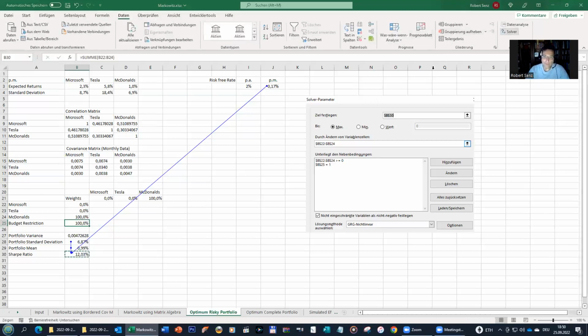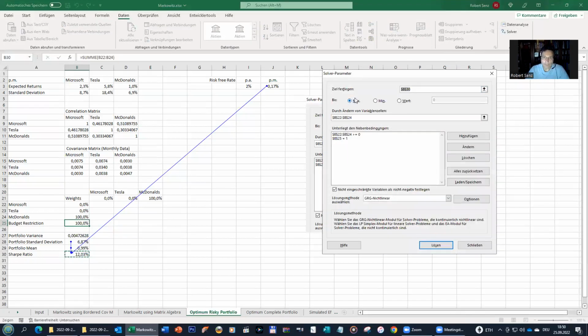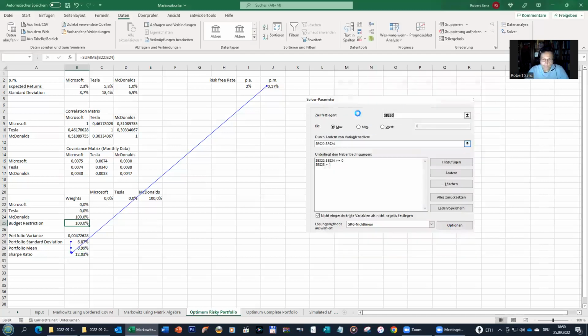So the solver in this case is now maximizing what? Well, the Sharpe ratio. We want to maximize the Sharpe ratio. So we maximize the Sharpe ratio again, the same old unknowns, the weights, and again the restrictions are also the same, but this time we don't have an explicit return target because we want to maximize the Sharpe ratio. So let's hit solve.